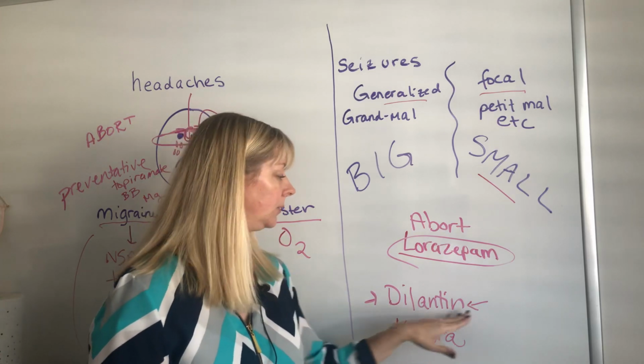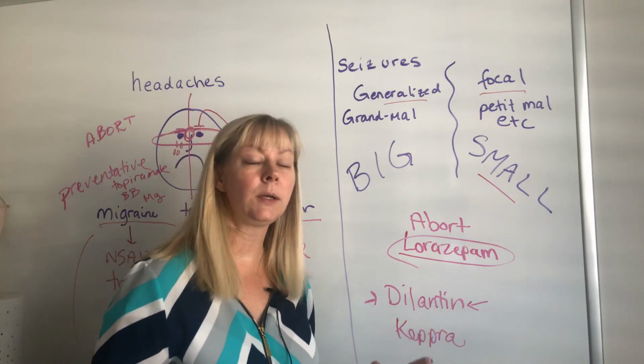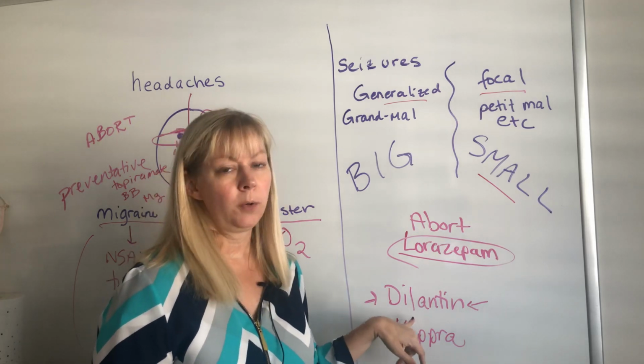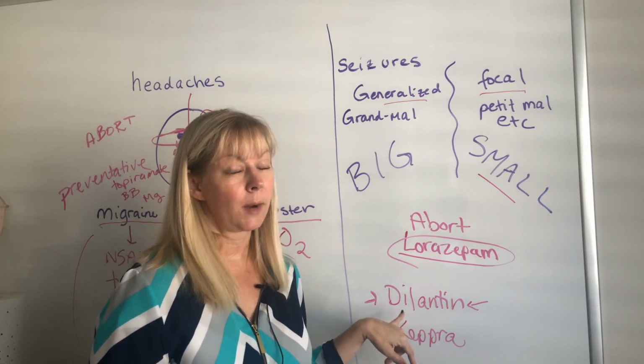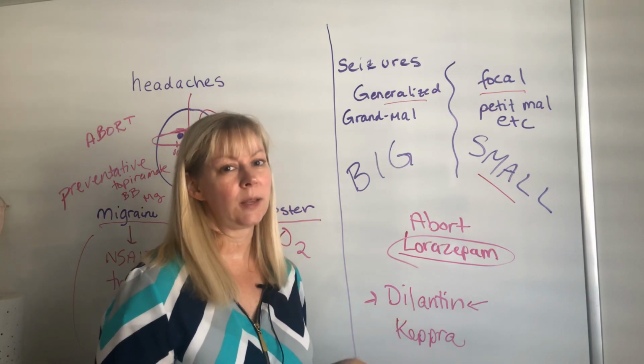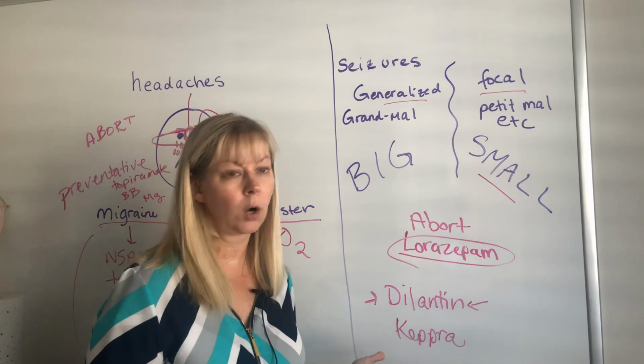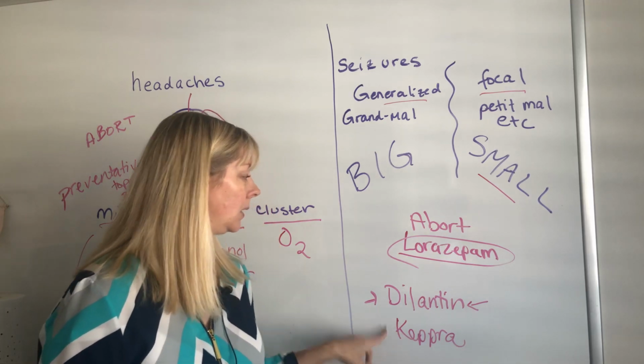And you have to always get Dilantin levels, or phenytoin is the generic name, because it has a narrow therapeutic index, if you remember that from pharmacology. So you have to check levels and make sure that they're where they're supposed to be. Otherwise, it's not going to work if it's too low.